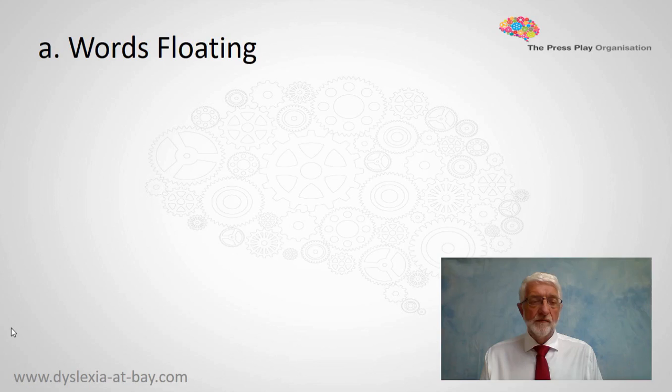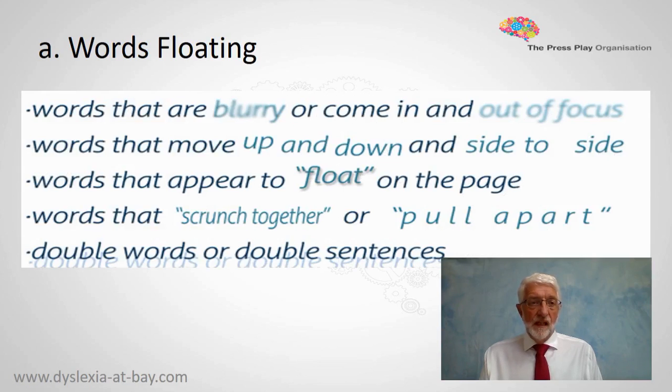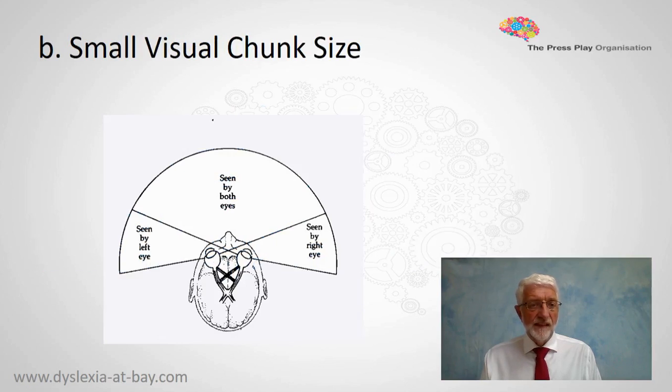So let's see why some children see words floating on the page. They say that sometimes the words are blurry or come in and out of focus, or that some words move up and down or side to side in the page, or words that appear to float up from the page, or some words scrunch together or other words pull apart, or double words or double sentences with the sentence in shadow in the background. Difficult to read under those conditions.